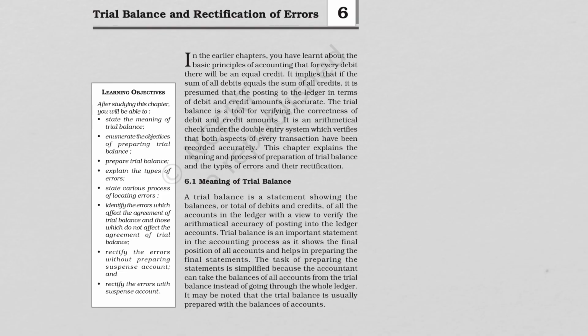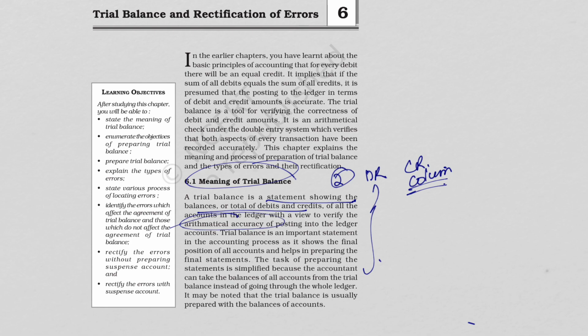Now first of all, let us look at the meaning of trial balance. Trial balance is a statement showing the balances of all ledger accounts arranged in two columns called the debit column and the credit column. The main purpose of preparing this statement is to verify the arithmetical accuracy of ledger accounts.